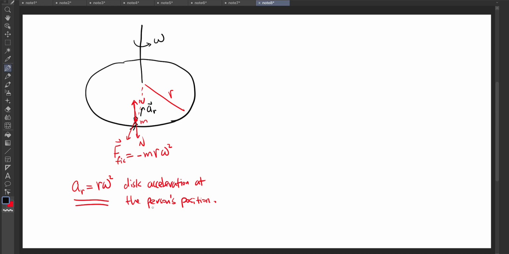Okay, so that's one application of the non-inertial reference system that we talk about today, because clearly this rotating disk is a non-inertial reference system.